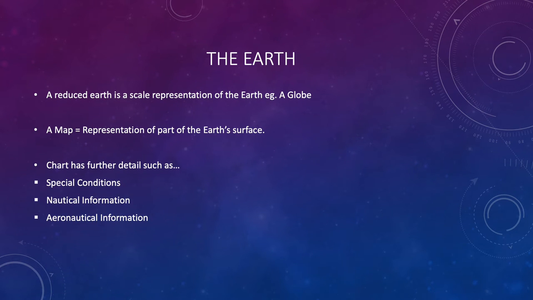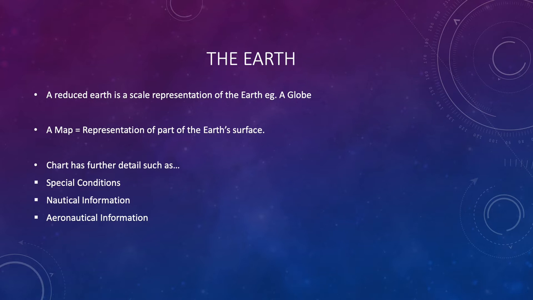So a reduced Earth in a scale form is considered a globe. If we get a representation of what the Earth looks like and we scale it down to a physical object, it is called a globe. That's its technical name. A map is a representation or part of the Earth's surface.